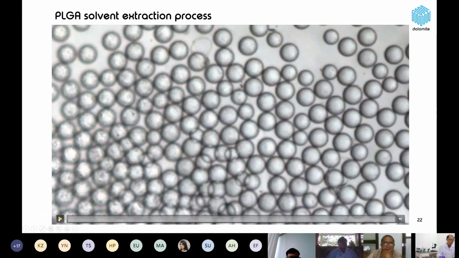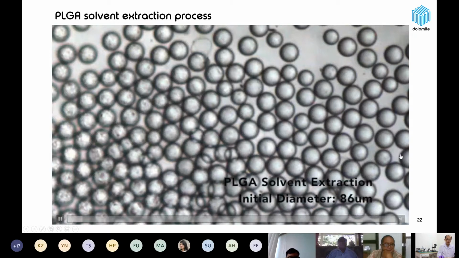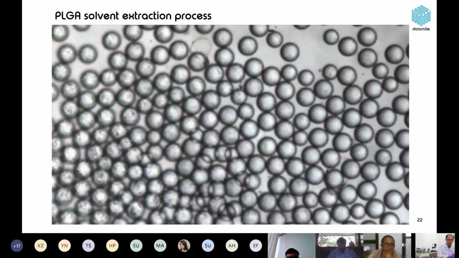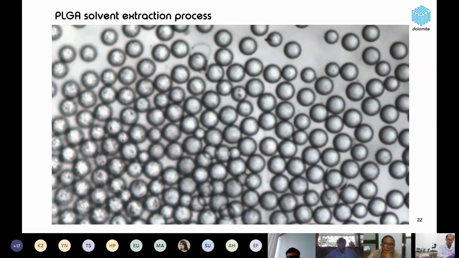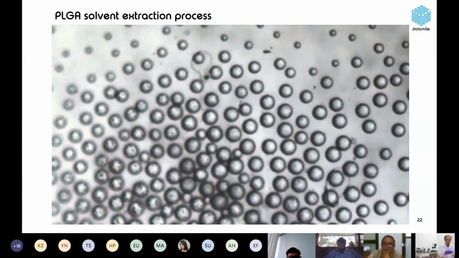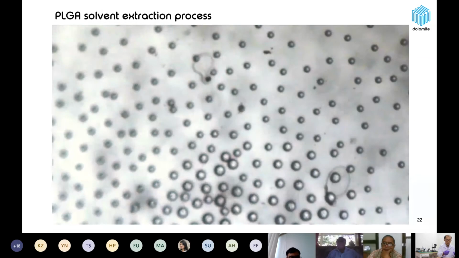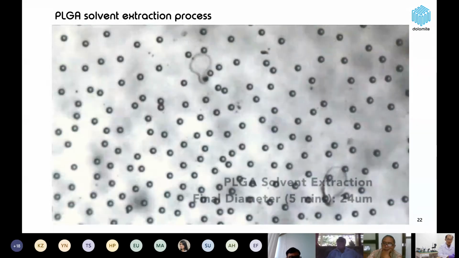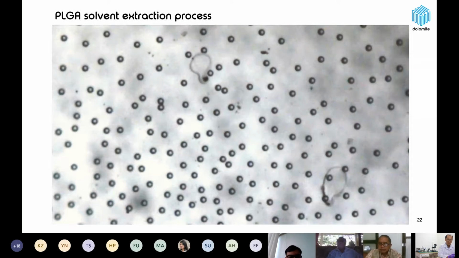Here is a video showing more clearly the PLGA solvent extraction, with an initial diameter of around 80 micrometers. Over time, the particle will collapse because of solvent extraction. And finally, a very fine particle with a size of 24 micrometers of PLGA can be generated.